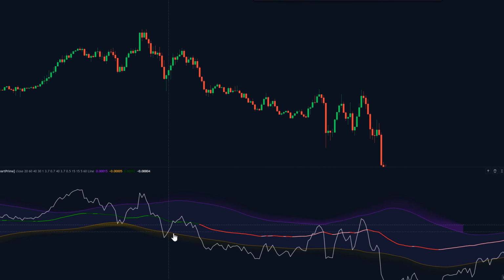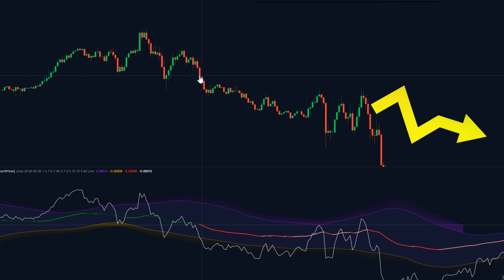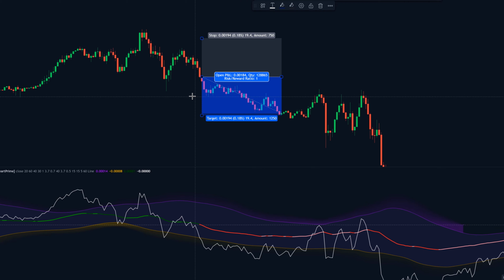On the other hand, we have this yellow line. This is the 40 level. If crossed by the white RSI line like this, that would indicate a super strong bearish momentum, and these are areas where we only want to be taking short positions.